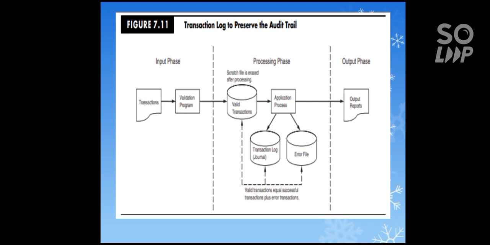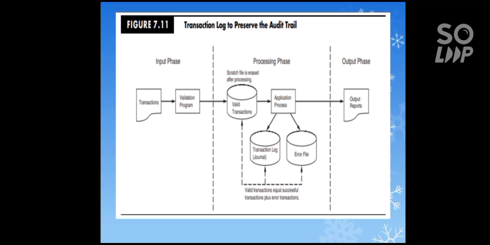And a transaction log should contain only successful transactions. Unsuccessful transactions should be placed in an error file. The transaction log and error files combined should account for all the transactions in the batch. The validated transaction file may then be scratched with no loss of data. The system should produce a hard copy transaction listing of all successful transactions. This listing should go to appropriate users to facilitate reconciliation with input.